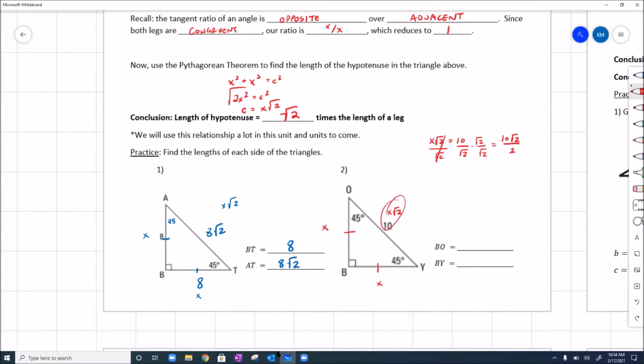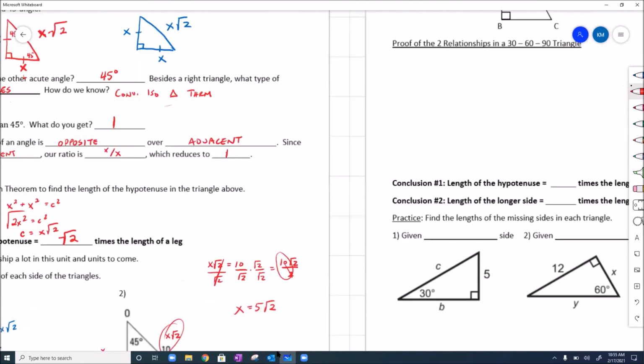Radical 2 times radical 2 gives us radical 4, which is 2. Then we have 10 radical 2 over 2. We can simplify, and so then that gives us 5 radical 2. So in this triangle, we find out that x is 5 radical 2. So now that we know that, BO must be 5 radical 2. BY must also be 5 radical 2. All right, great. That is the 45, 45, 90 triangle.